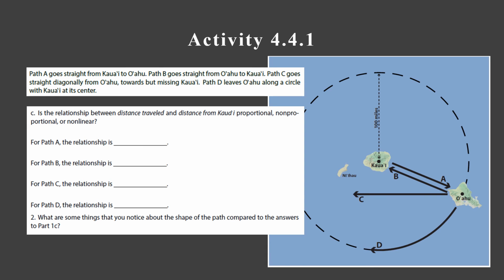The remaining parts of this activity are follow-up questions about these graphs. For example, in one question, we ask whether each graph shows a proportional, non-proportional, or non-linear relationship. And we also ask an open-ended question about the qualitative features of each path and their graphs.